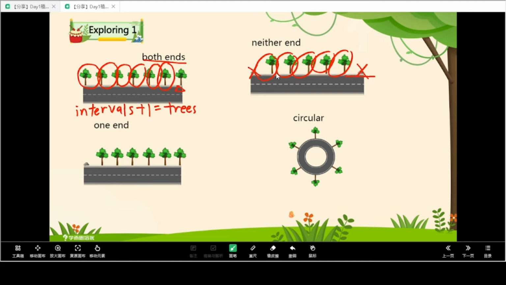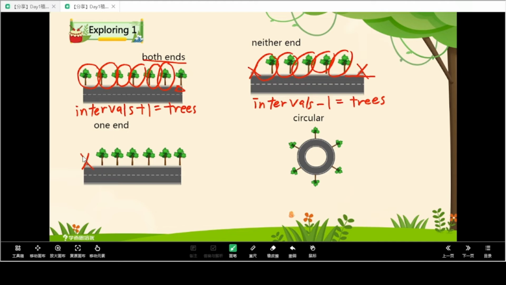Yes, it's larger than the number of trees. So we can find that if we need to find the number of trees, we need to use the number of intervals plus 1 or minus 1. Minus 1 equals the number of trees. Good job.